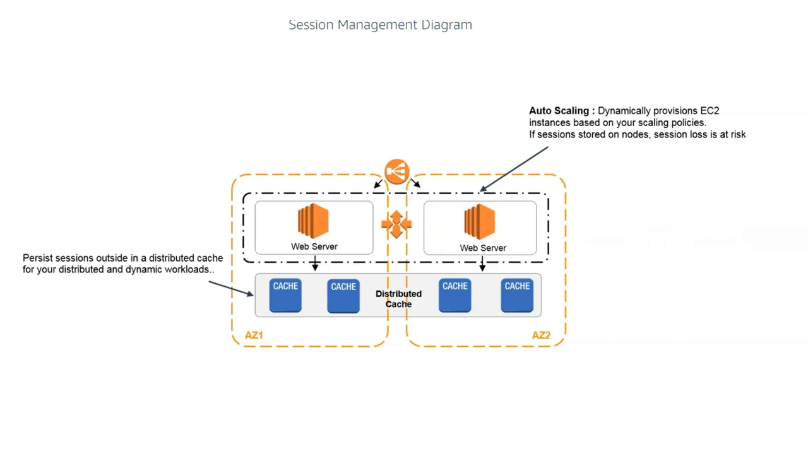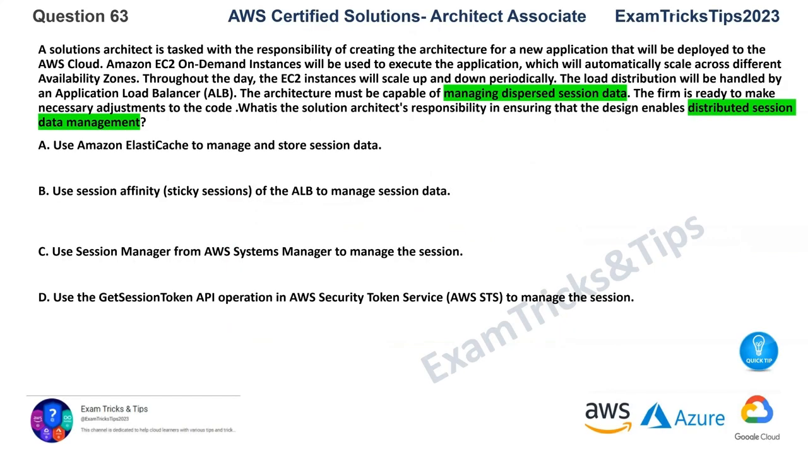Let's see what we have in the question in terms of options. I have highlighted our keyword again here. Managing dispersed session data is the important keyword here. And what we need is a solution for distributed session management. And as you can see, option A does cover what we have seen in that article from the AWS documentation. Let's go and evaluate other options as well and figure out why those are incorrect.